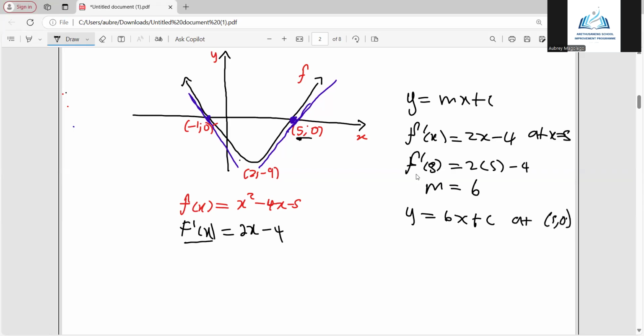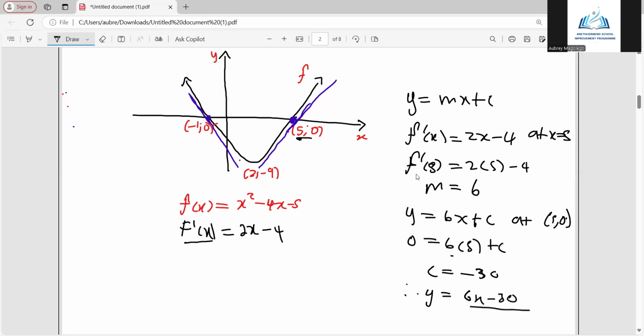0 is equivalent to 6 into 5 plus c. Then, to solve for the value of c, I will say 6 multiplied by 5 gives me 30. Then 30, take it to the other side to be negative 30. It means the value of c is negative 30. We can all agree with that. So it means the equation of the tangent at that point is y is equivalent to 6x minus 30. That's how we find the equation of a tangent at a certain point.